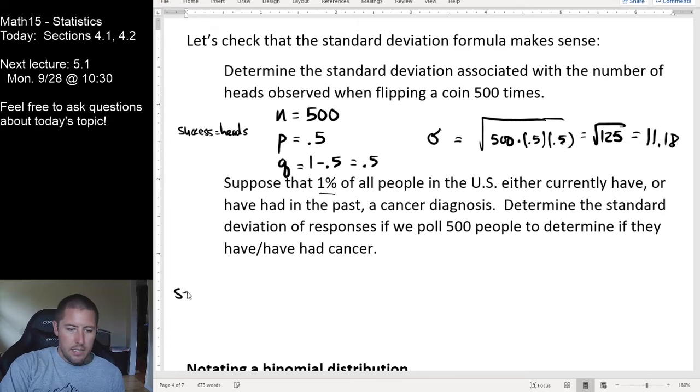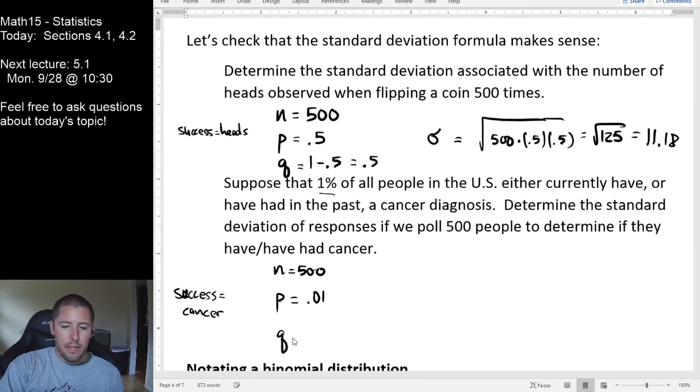So again, I'm going to keep emphasizing that a success is very much a statistical definition here. So in this case, success equals cancer. That's the craziest thing I think I've ever written in my life. Success equals cancer, but that's our statistical definition here. We have 500 people that we're sampling. That's our sample size. Our probability of success, our probability of observing a person that does have or has had cancer, is 1%. Therefore, our probability of failure should be the complement of this, the other part out of 100%, which in this case is 99%.